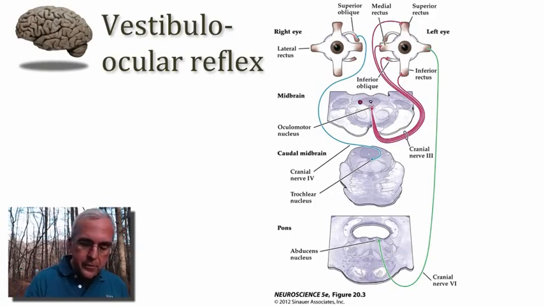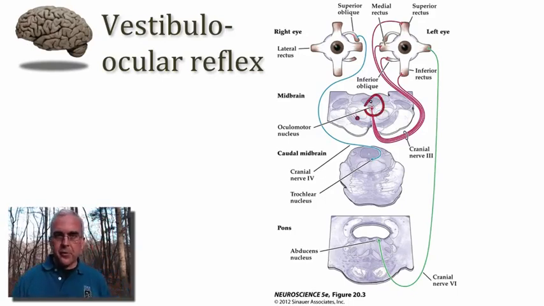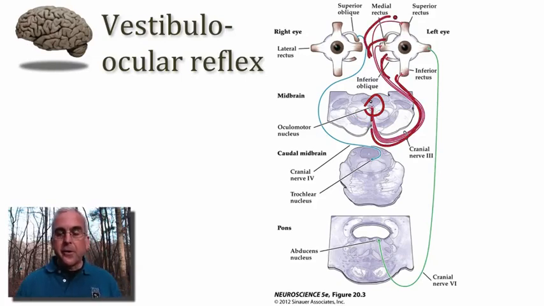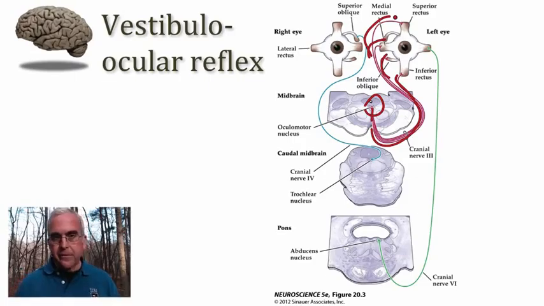So here's our ocular motor nucleus up in the midbrain. Again, a somatic motor nucleus, so it's found along the dorsal midline of the tegmentum, but now up into the midbrain. And these axons grow out and supply the remaining muscles: the superior and inferior rectus muscles, the medial rectus muscle, and the inferior oblique.